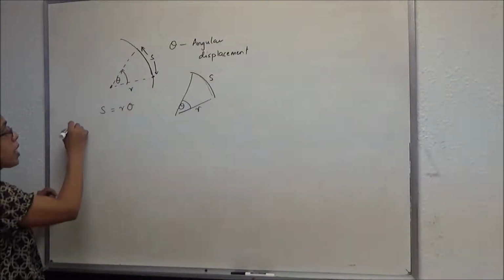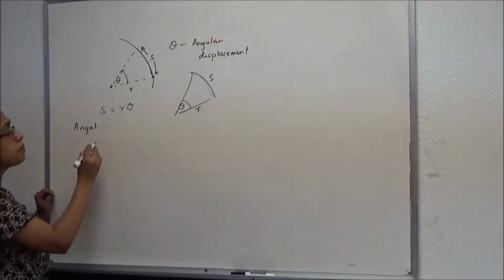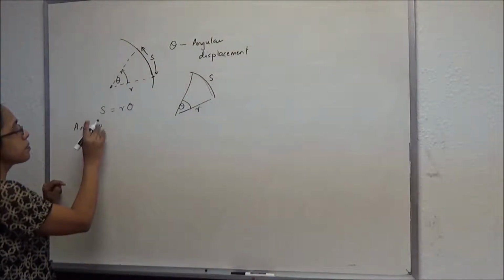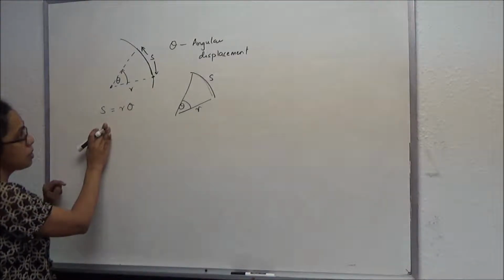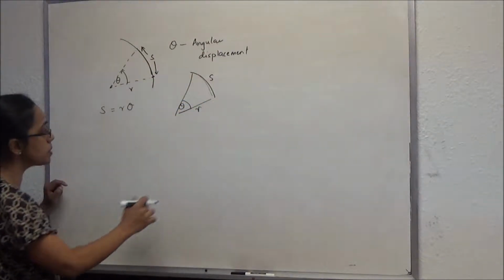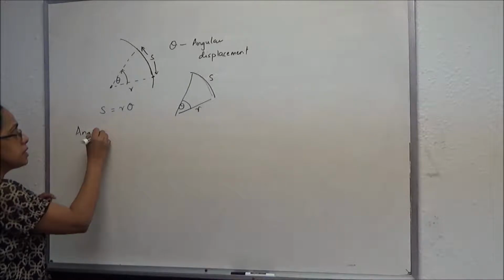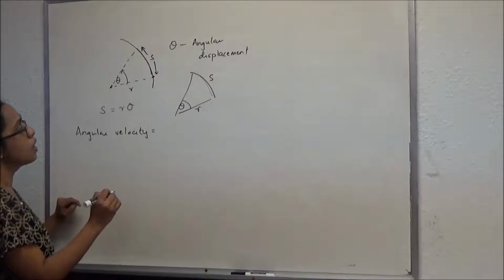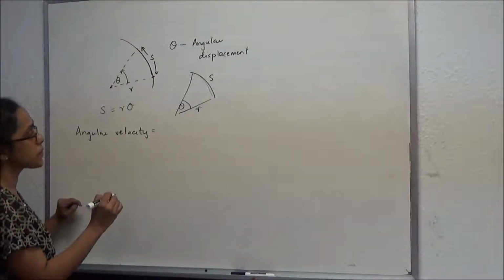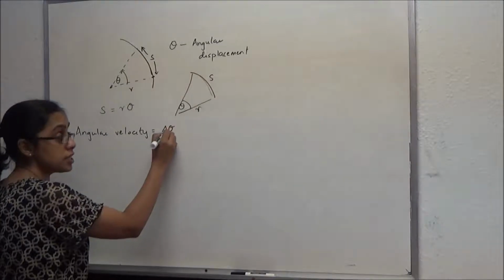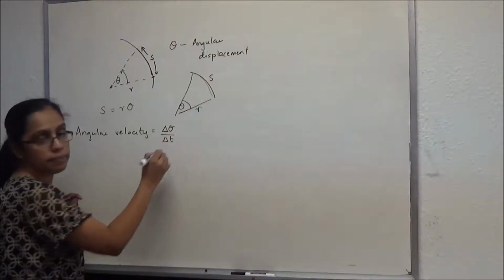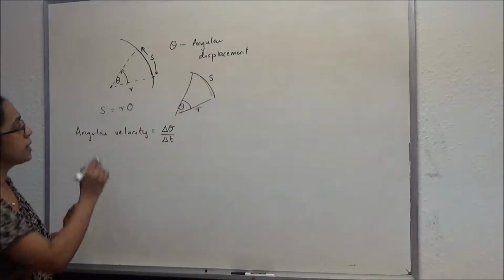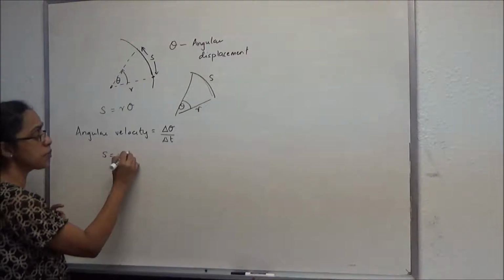Now I'm coming to angular velocity. I introduced the word angular displacement. So angular velocity is equal to the change of theta over the change of time, displacement over time. Keeping this in mind, let's go back to this one again. S equals r theta.